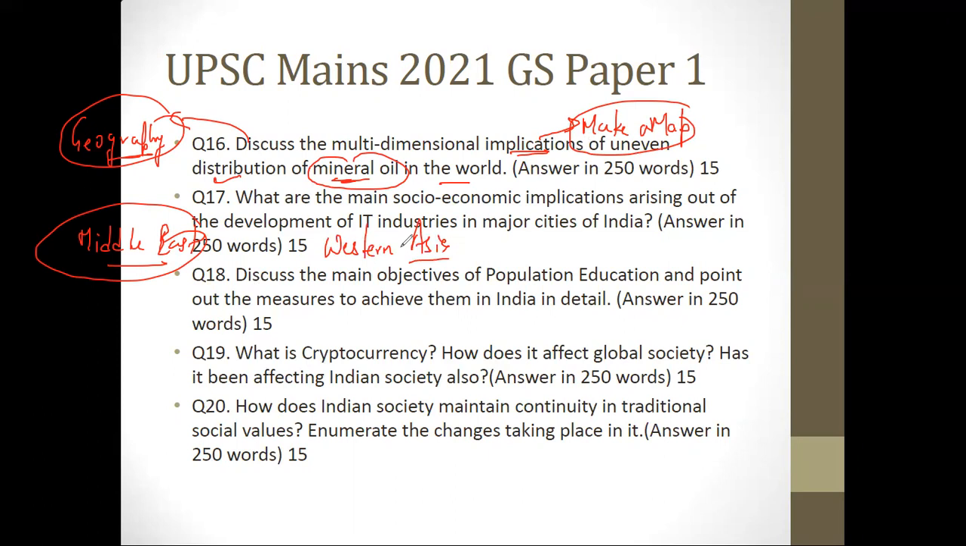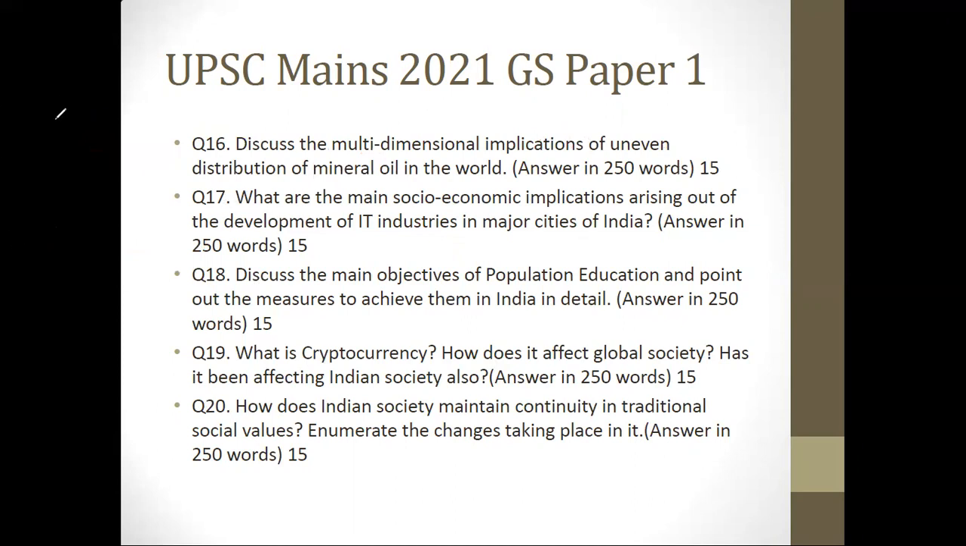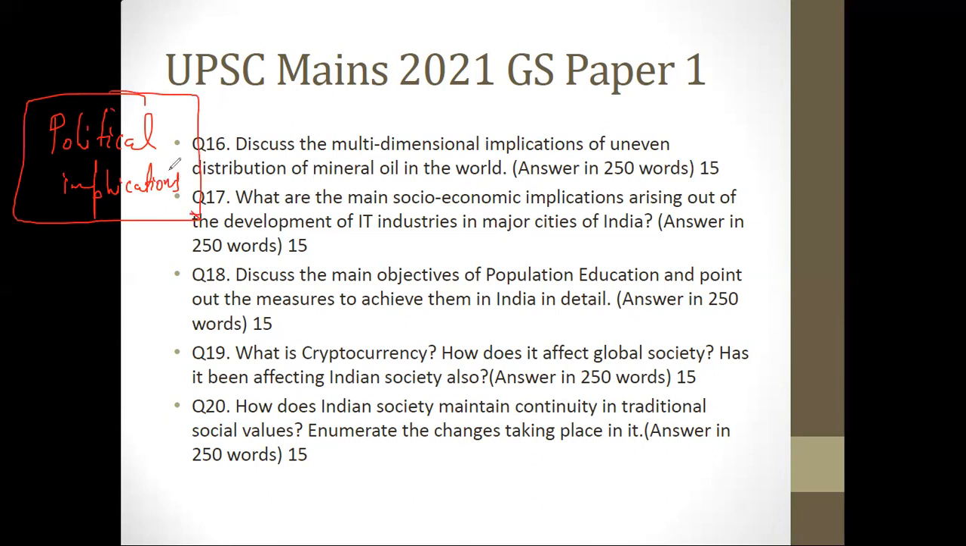Then after making the map, you have to talk about the implications. And here it's important that you divide your answer into different parts. Like what are the political implications, then what are the social and economic implications, environmental implications. Your answer will look good and it will be easier for the examiner to check.